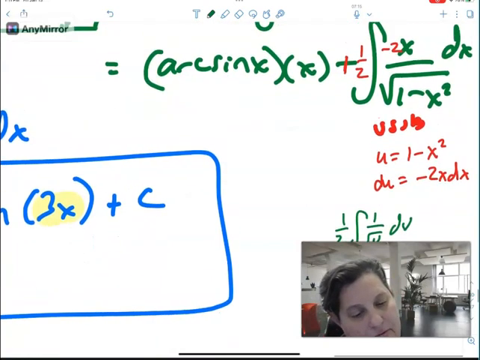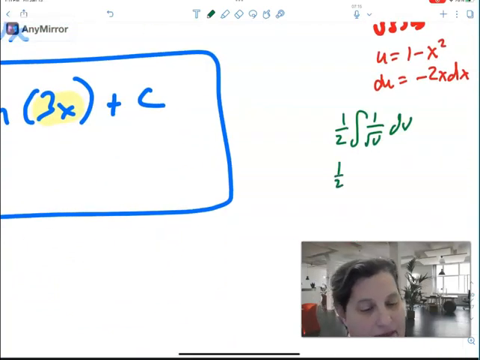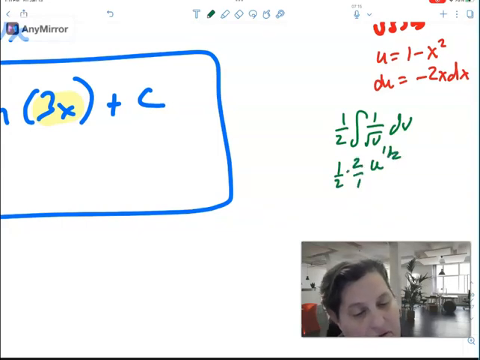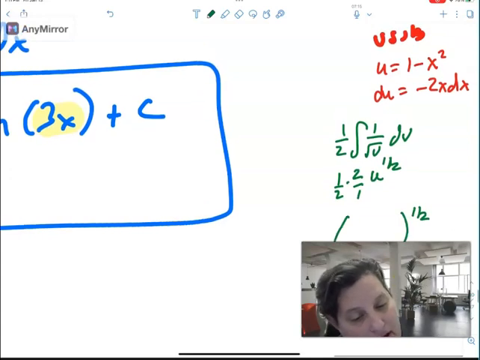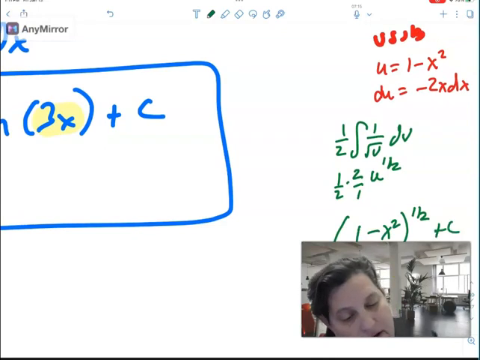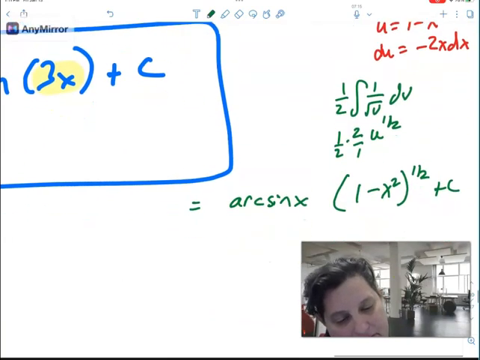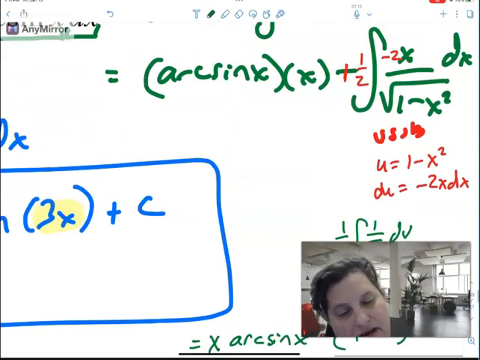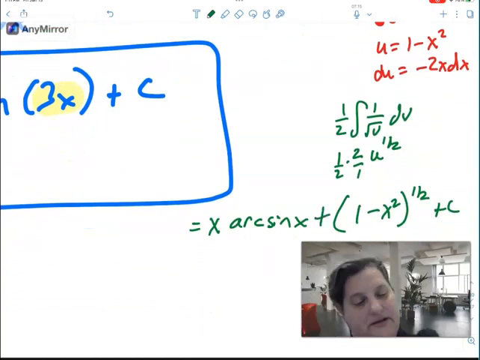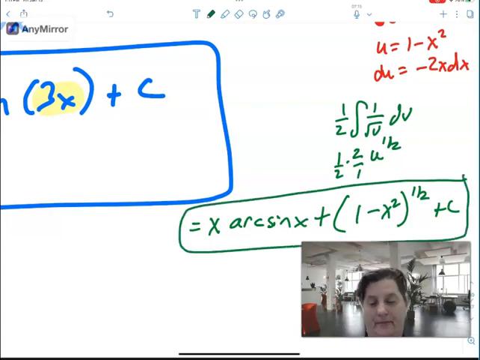Okay. Yep, that's good. Which is 1/2. When I bring that up, it's u to the negative 1/2. So if I add 1, it's u to the 1/2 times 2 over 1. Okay, so it's just u to the 1/2. And u was 1 minus x squared. So this equaled, the first part of it was arc sine x times x. We good if I just put that other times x up here because it'll look better. Arc sine x times x. The minus changed to a plus, and then I integrated that, and then that whole entire thing is my answer.